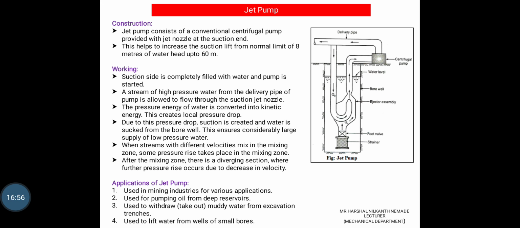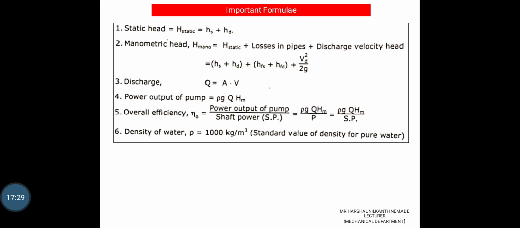When streams with different velocities mix in the mixing zone, some pressure release takes place in the mixing zone. After the mixing zone, there is a diverging section where a further pressure rise occurs due to the decrease in velocity. Applications of jet pump: used in the mining industry, pumping oil, used to withdraw muddy water from excavation trenches, and to lift water from wells to small bores.